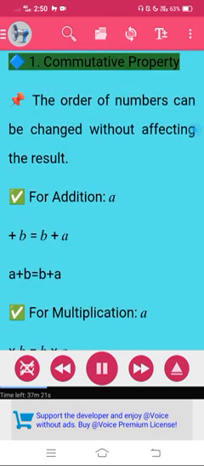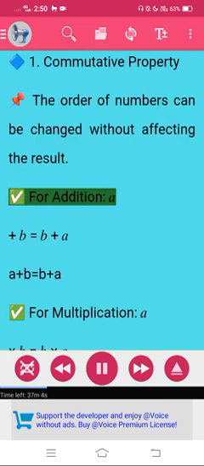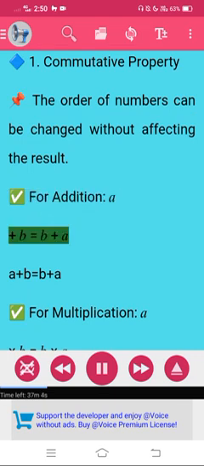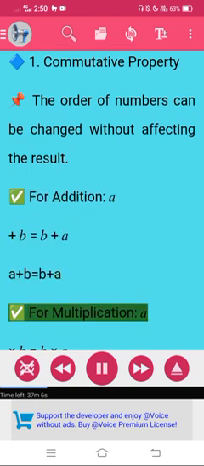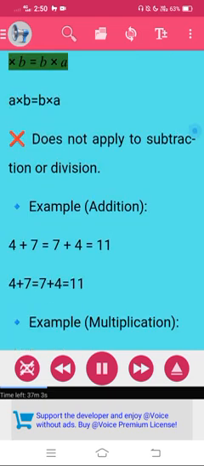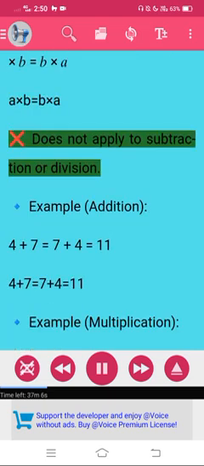Number 1, the commutative property. The order of numbers can be changed without affecting the result. For addition, a plus b equals b plus a. For multiplication, a times b equals b times a. It does not apply to subtraction or division.